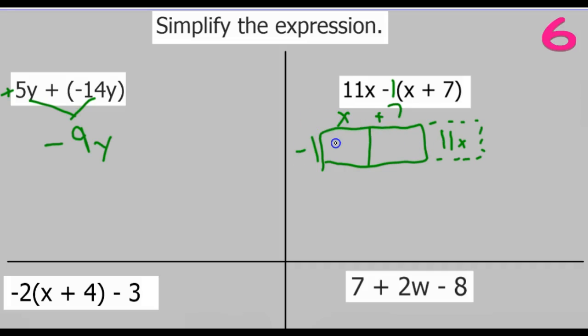So if we do negative 1 times x, we get negative x. Negative 1 times 7, we get negative 7. So if we write this out, we get negative x minus 7, and the 11x is still there. It's still positive, so we get plus 11x. And we can combine our like terms. Negative x plus 11x gives us 10x minus 7.